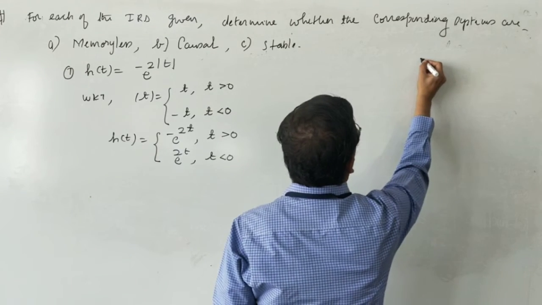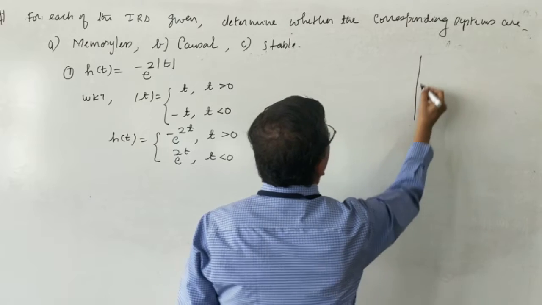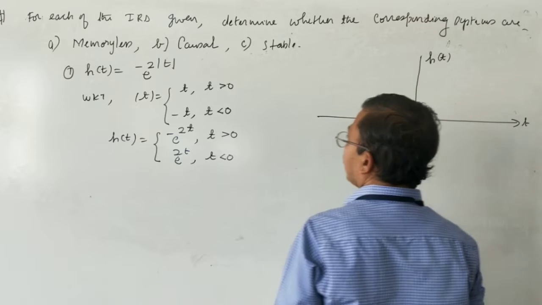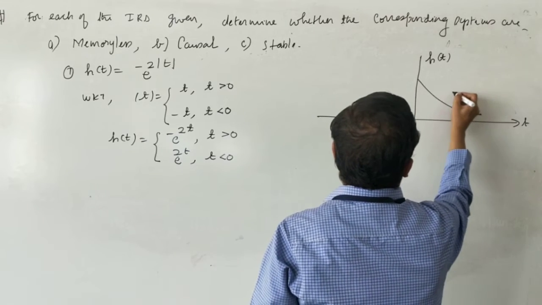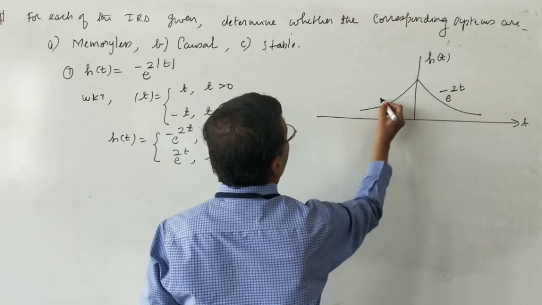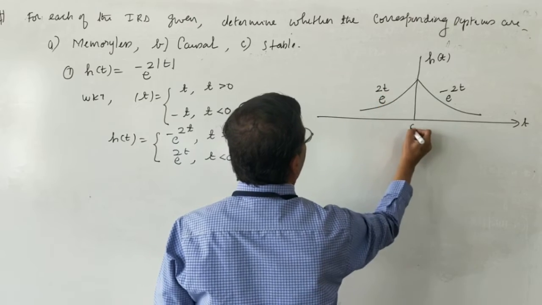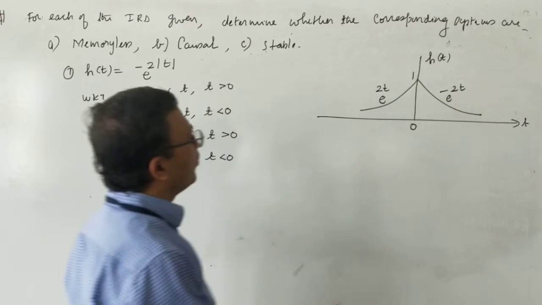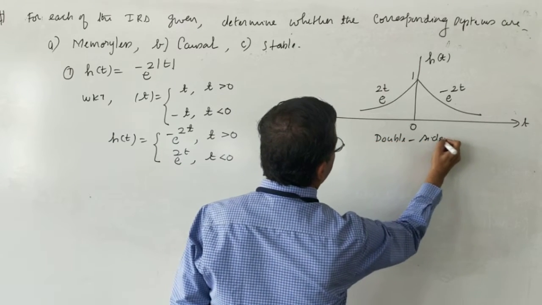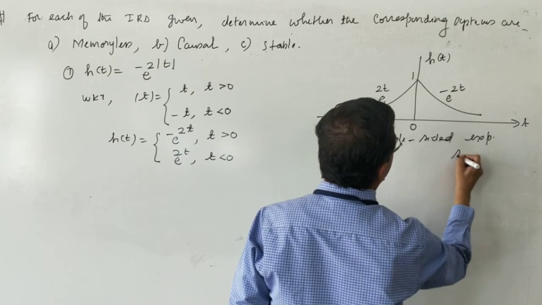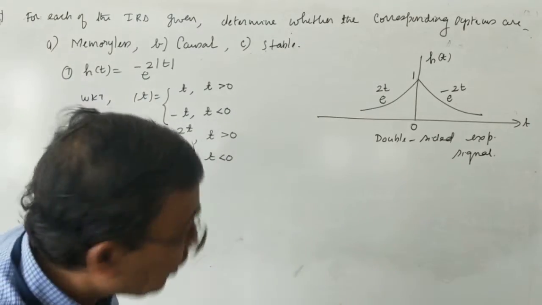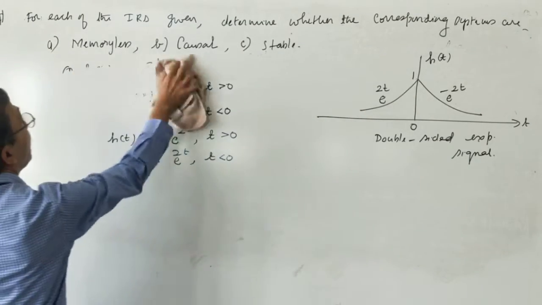Using this, I am going to sketch h of t. Please watch. Y-axis is h of t, x-axis is t. For t greater than 0, we have the expression e power minus 2t. For t less than 0, we have the expression e to the power plus 2t. At t equal to 0, the value is 1. This is called double-sided exponential signal. Now let me see whether the system has memory.